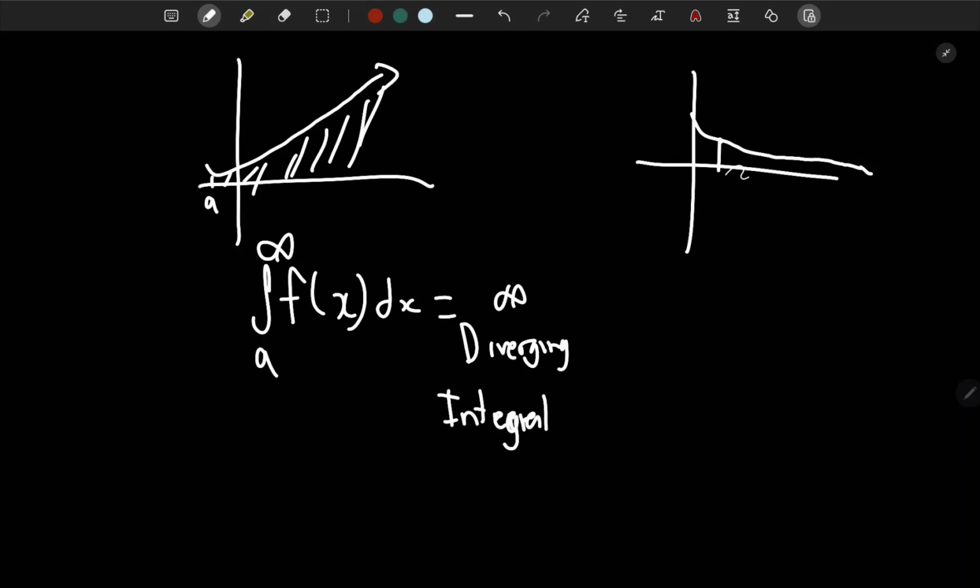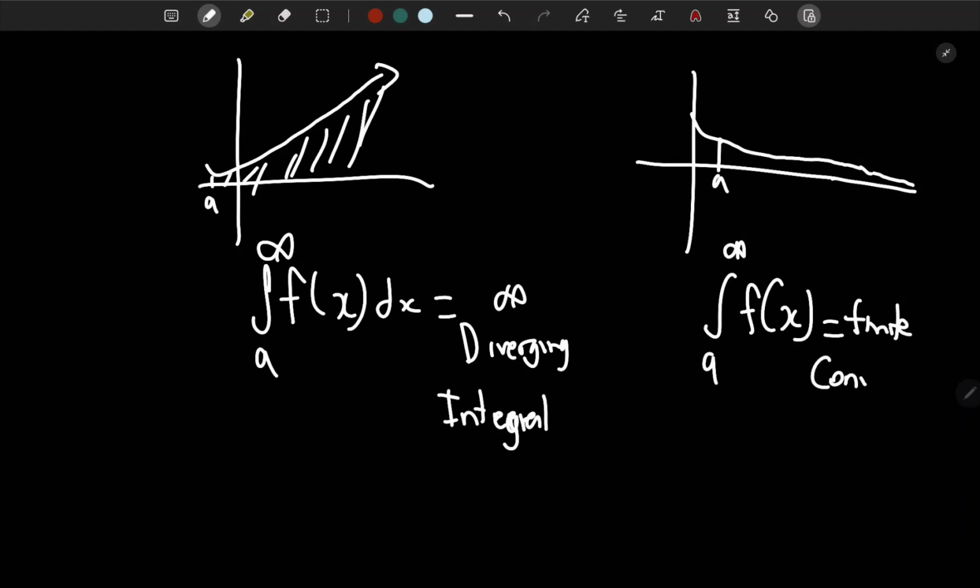Now on the other hand, let's draw another graph over here, and let's call this 1. And here we notice that if we take the integration from a to infinity, the line is approaching the x-axis, right? So as it gets very close to the x-axis, this area will be negligible, right? So somehow we need to find the integration of f of x, and this will be a finite number, not infinity, and this is called a converging integral.